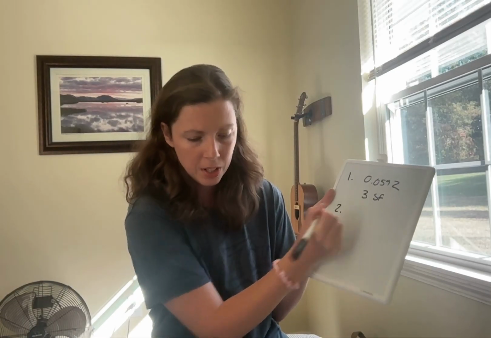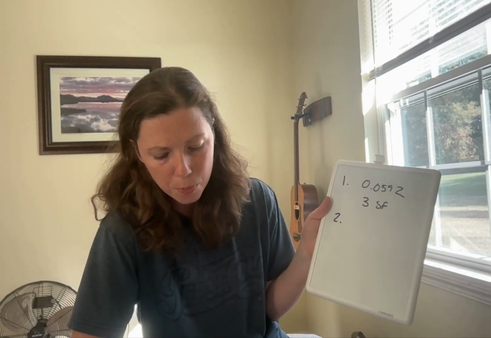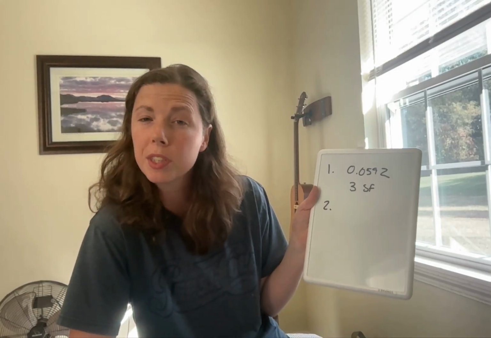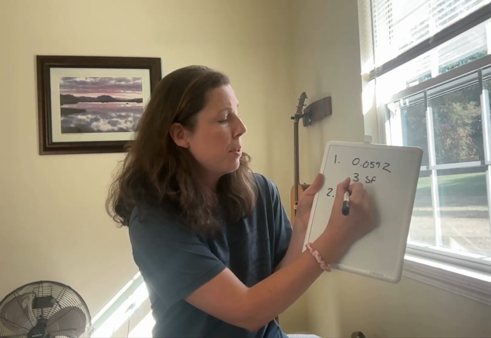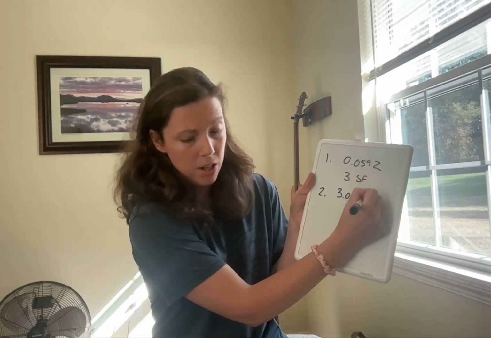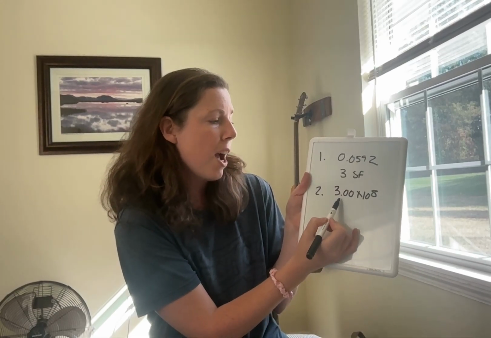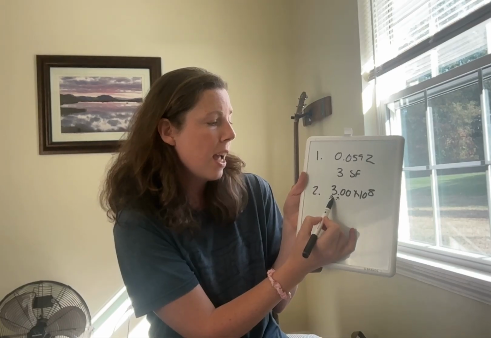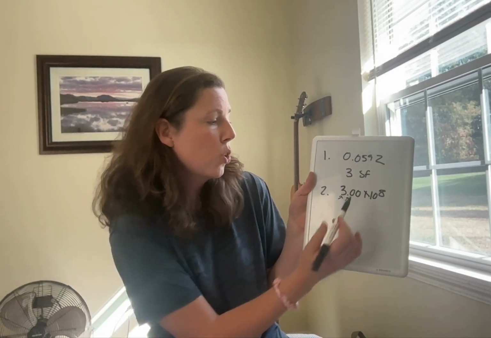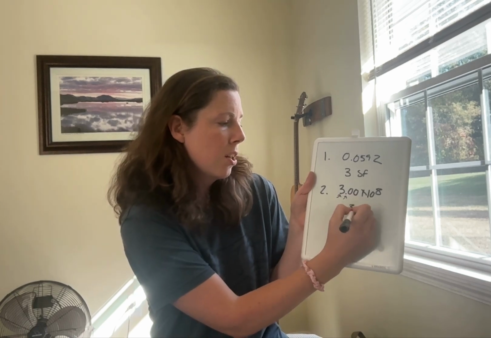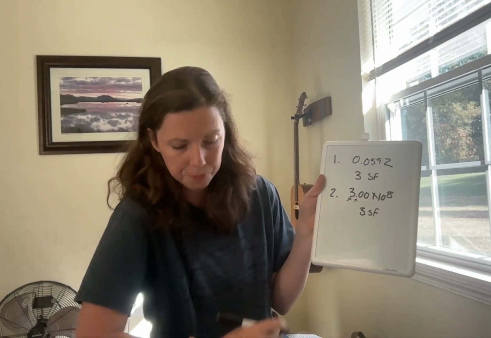Rule 2, zeros after a decimal point and after a non-zero digit are always significant. So an example being 3.00 times 10 to the 8th. These zeros are after a decimal point and after a non-zero digit, so we know they are significant. So we have 1, 2, 3 significant figures.